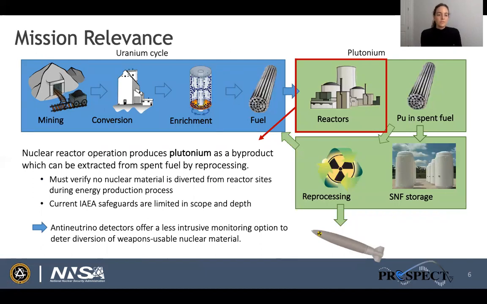The relevance of this work to the NNSA mission is very direct. Plutonium is produced at reactor sites as a byproduct of nuclear energy production and can be separated from spent fuel by reprocessing. Because it can be used to manufacture nuclear weapons, we must find some way to verify that no fissionable material like plutonium is being diverted from reactor sites for weapons purposes.